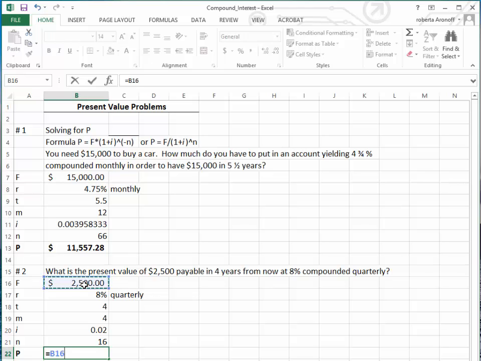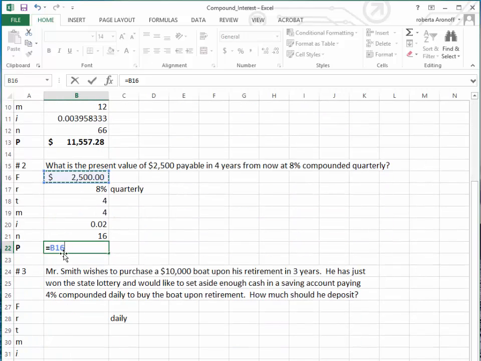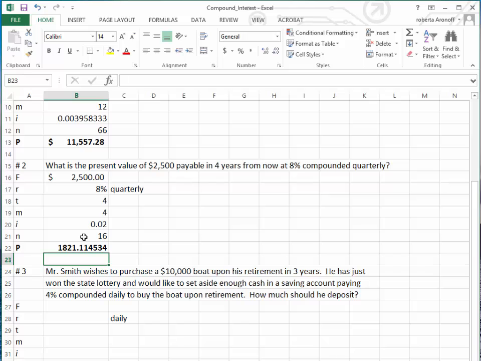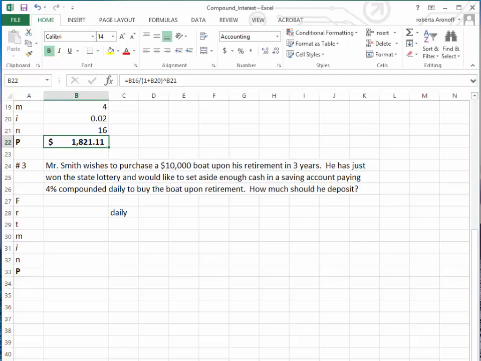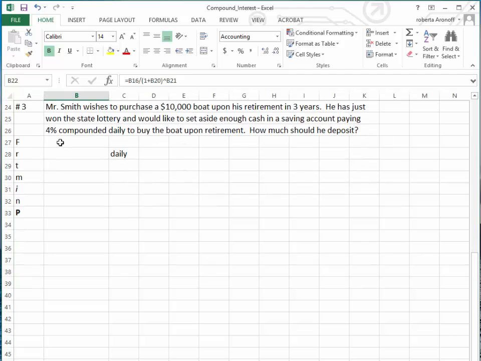We take the $2,500, let me move that down a little bit, okay, divided by, open parenthesis, 1 plus the i, close the parenthesis, shift 6 to get the exponent, 16. And again, we have $1,821. In order to make that look like money, we have $1,821.11.